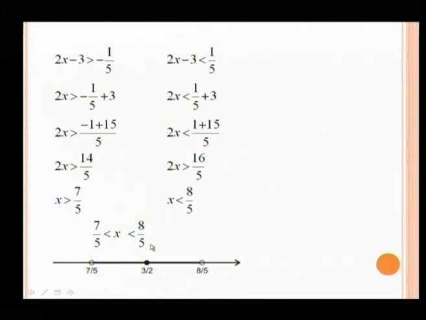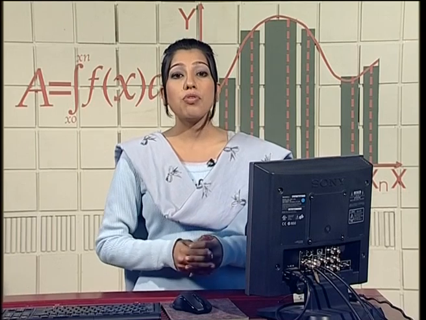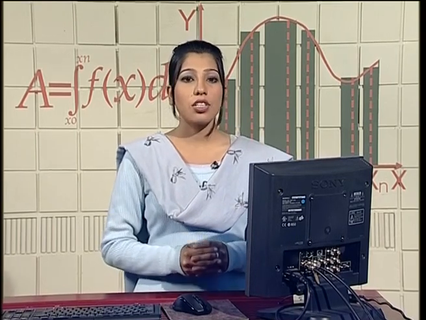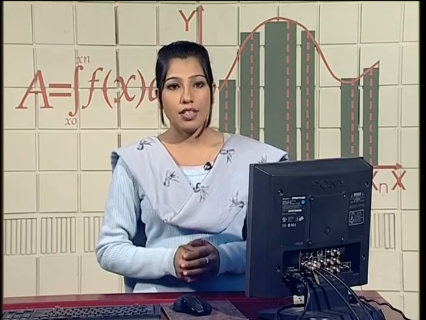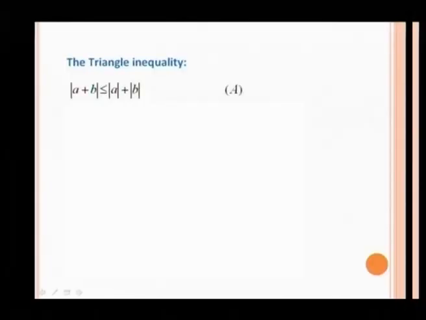You can see this solution set on a real line: all the numbers between 7 by 5 and 8 by 5 would be included in the solution set, and all the numbers which are less than 7 by 5 and greater than 8 by 5 would not be included. Here we move to the last topic of today's lecture, which is triangle inequality. Triangle inequality is |a plus b| is less than or equal to |a| plus |b|.